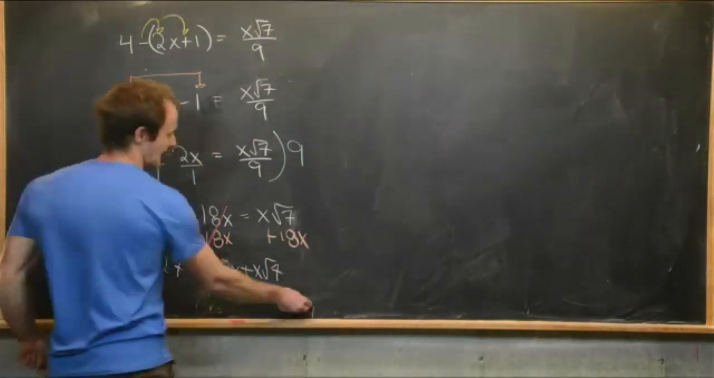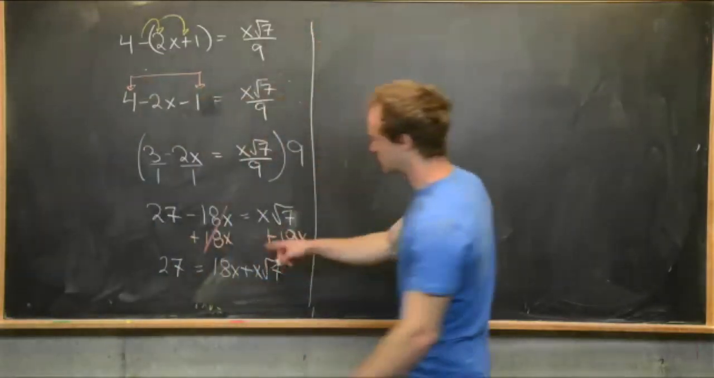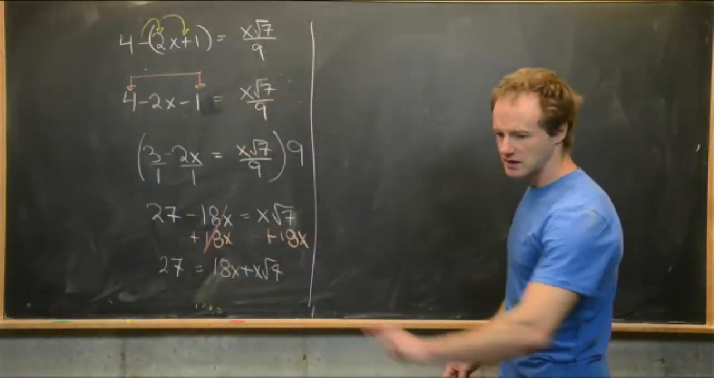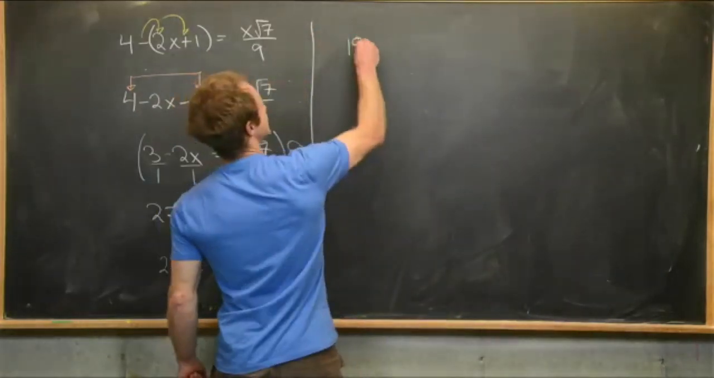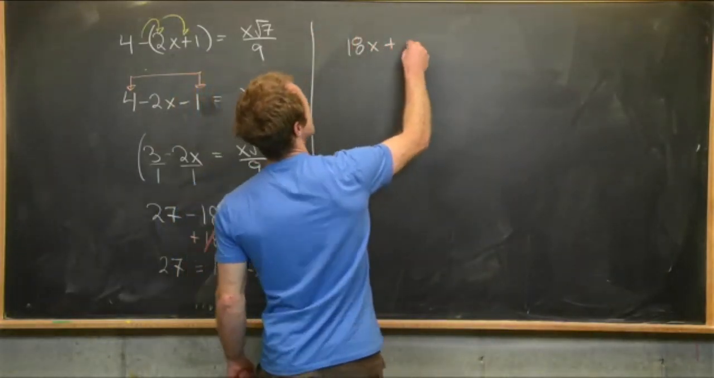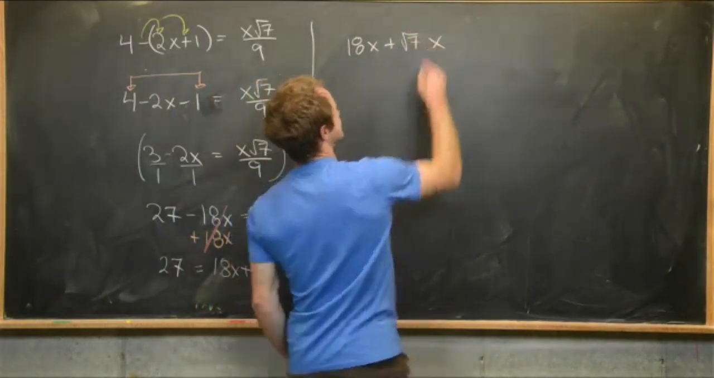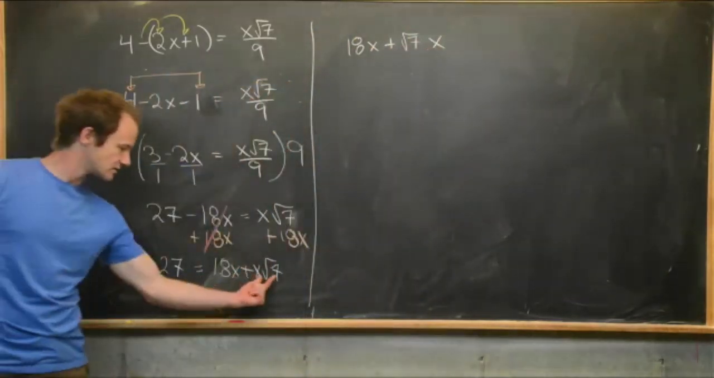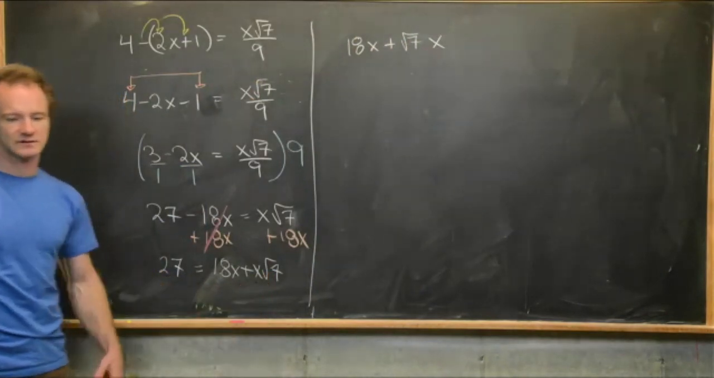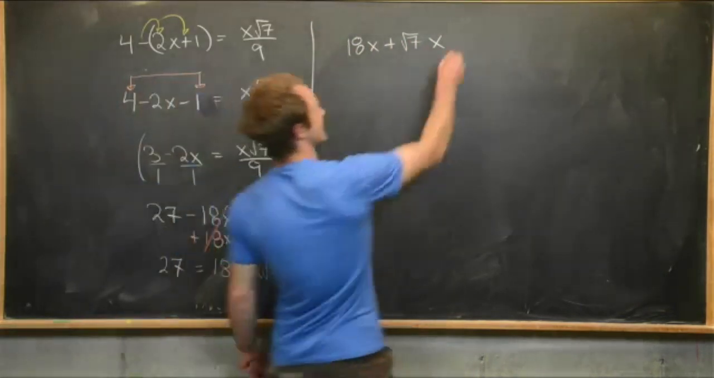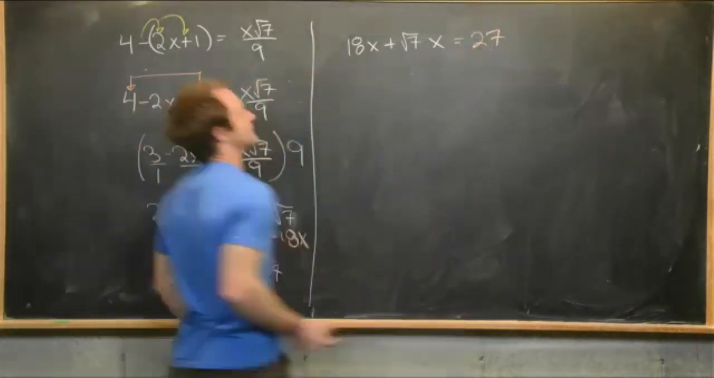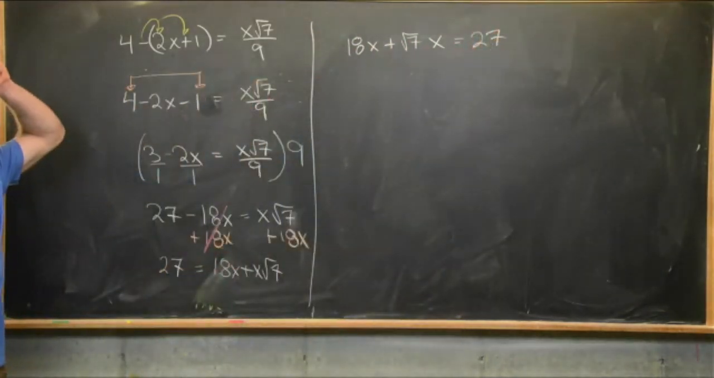So I'll go ahead and bring that up here, but I'm not going to change anything. I'll just maybe flip the equation. So we'll have 18x plus square root of 7x. That's another thing that I'll do. I'll just switch that so the number's in front. Again, it doesn't really matter one way or the other. Equals 27. So I've just rewritten the equation a tiny bit.